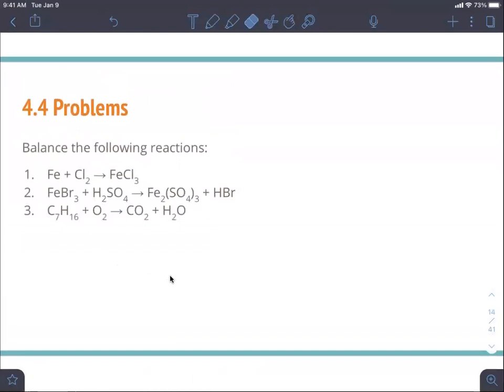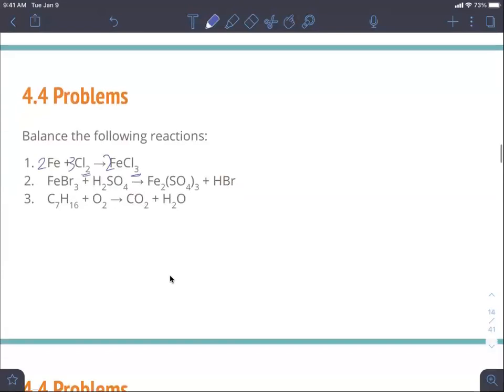So here you can see that there are 3 chlorines here, but only 2 chlorines here. The only way you can balance this is to make the number of chlorines an even number. So all you would have to do is put a 2 here, then you would put a 3 here and a 2 here, because once you do that, you also make the product have 2 iron atoms. And so you would have to put a 2 in front of the iron to make all the atoms equal.